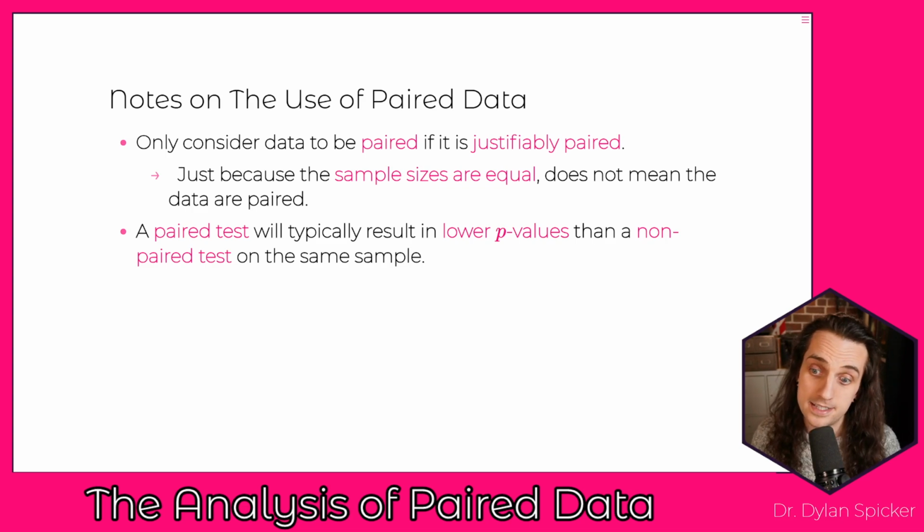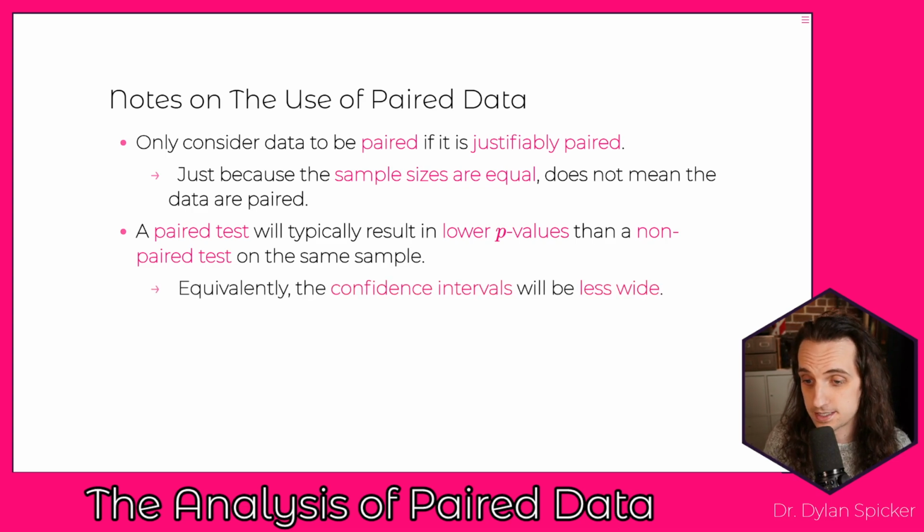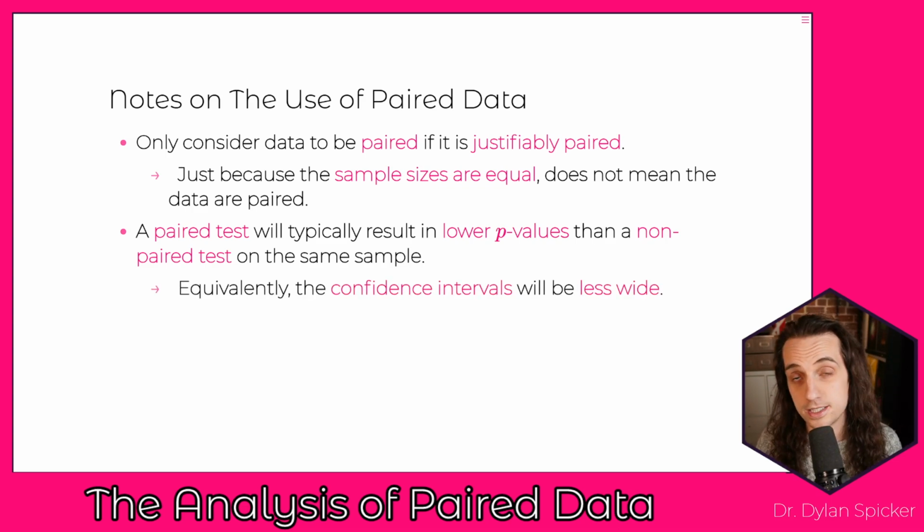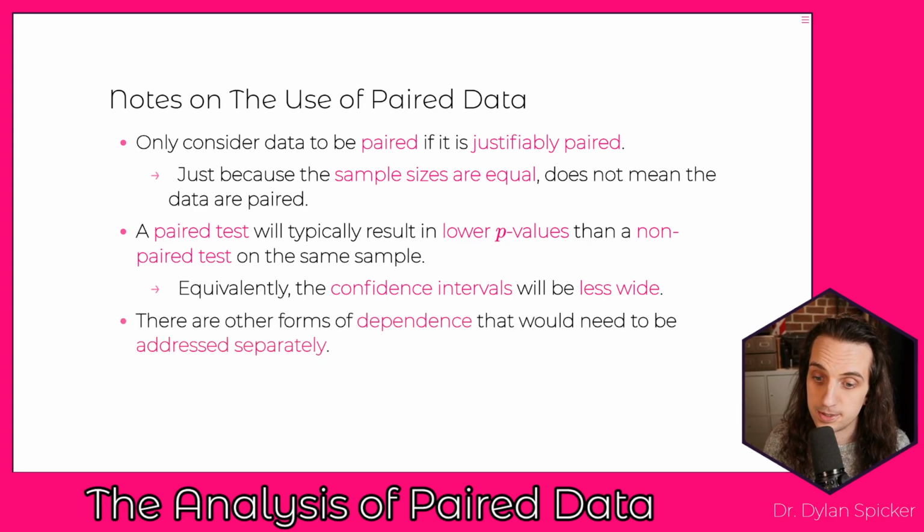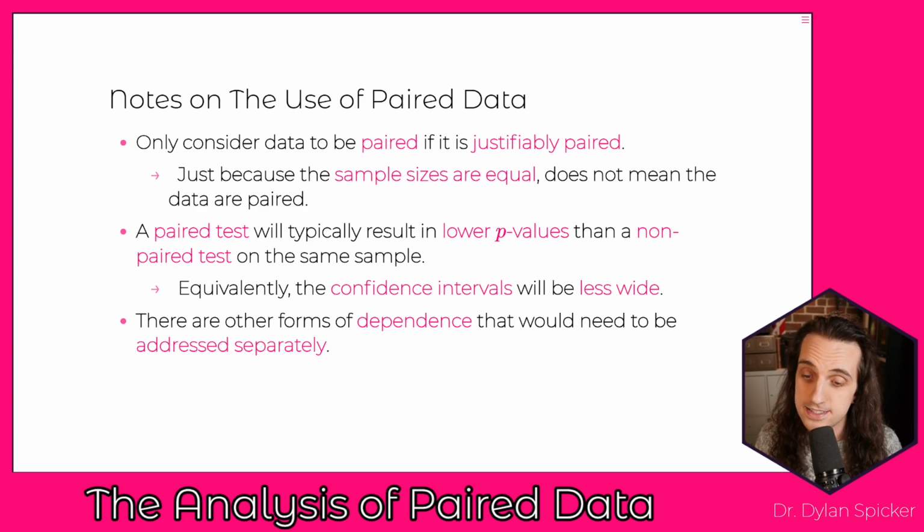A paired test is typically going to result in lower p-values than a non-paired test if we run it on the same sample. Equivalently, we could say that their confidence intervals are going to be less wide, and as a result, that makes these sort of an anti-conservative test in some sense.